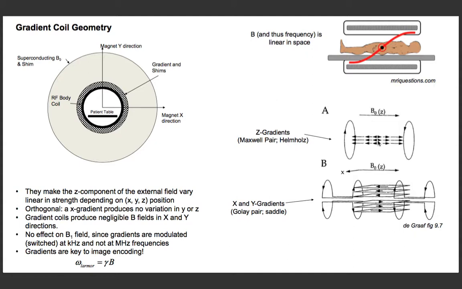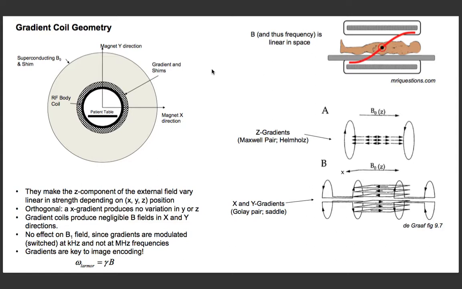So right in the middle of the scanner, if you run current in opposite directions in these two loops, you'll get no effect at the center, but increased field here and decreased field here. What you're trying to do with this is make a plot like this. This is a plot of the B0 field strength as a function of space. In the middle part, you get a very linear behavior. That's really what gradients are designed to do: produce a linear variation of the B0 field as a function of space. And this is the Z term.